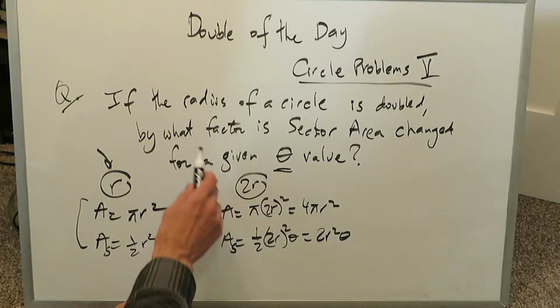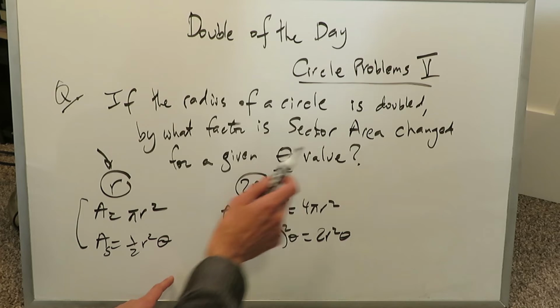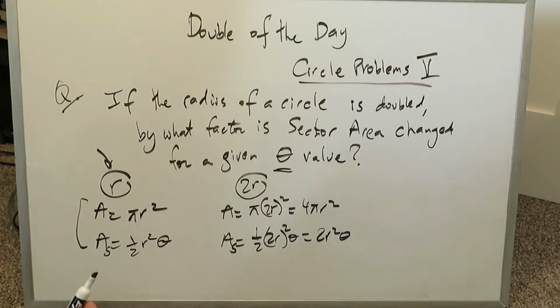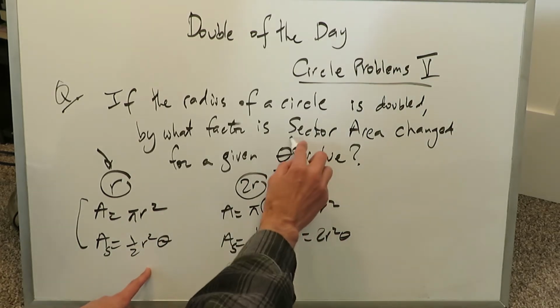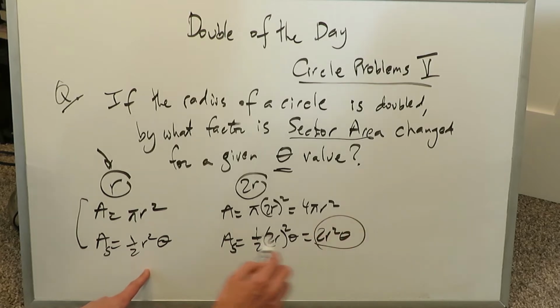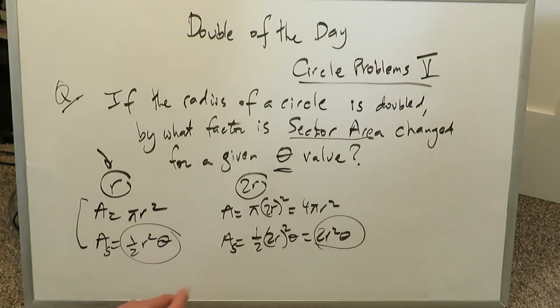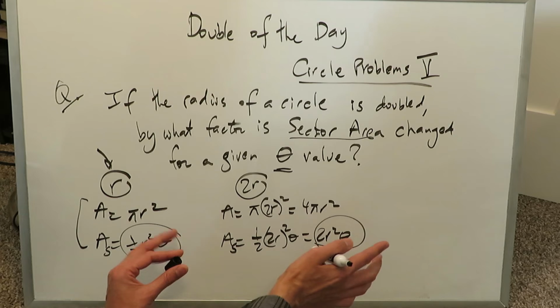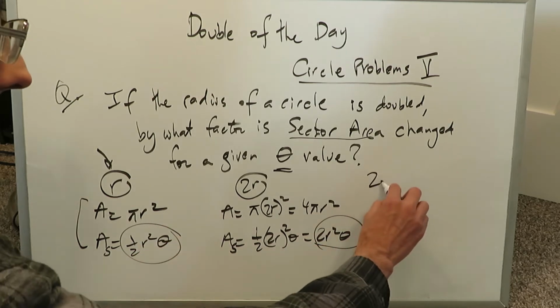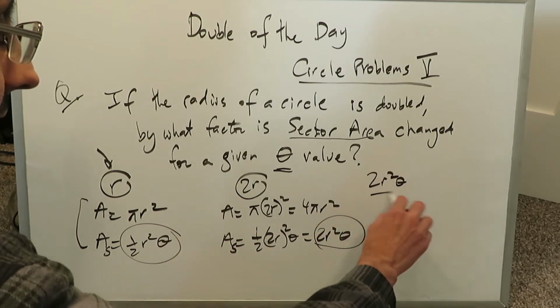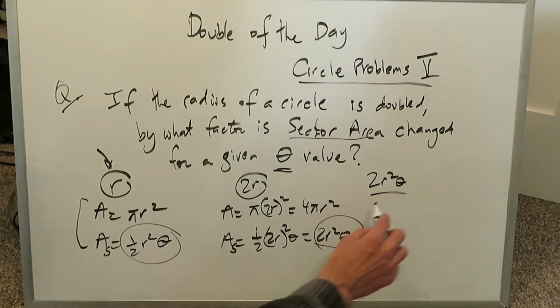Now look at what we're asking. By what factor is the sector area changed for a given value? Since we're talking about sector areas, you might as well compare the old and the new. By what factor? You're going to do a product answer. We'll take the new area, 2r squared theta, and divide it by the old area of a sector, which is r squared theta over 2.